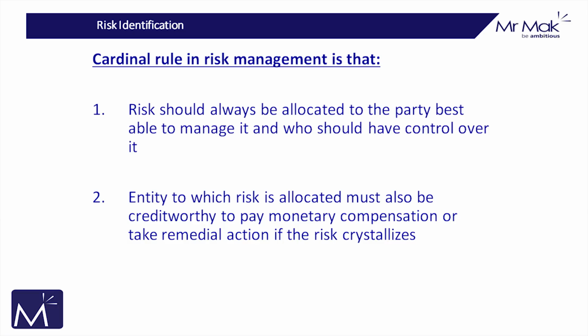Rule number 2 is that you need to make sure that the party or entity to which you've actually allocated the risk is creditworthy. What do we mean by that? We need to make sure that in the event that the risk crystallizes or occurs, the entity tasked with the responsibility of managing that risk can either rectify it or they can settle any monetary compensation required as a result of that risk having been breached. They must have the means to settle.